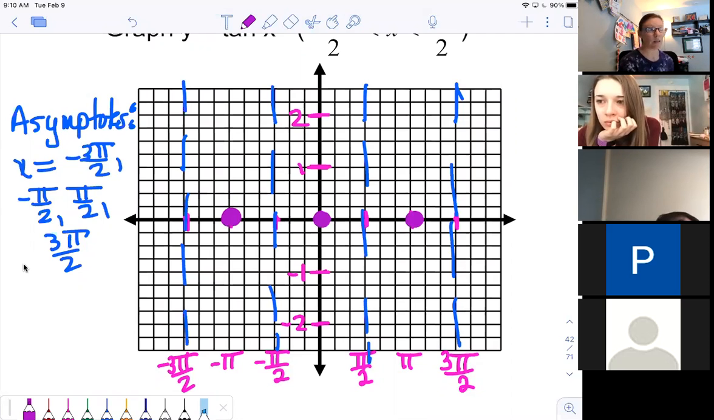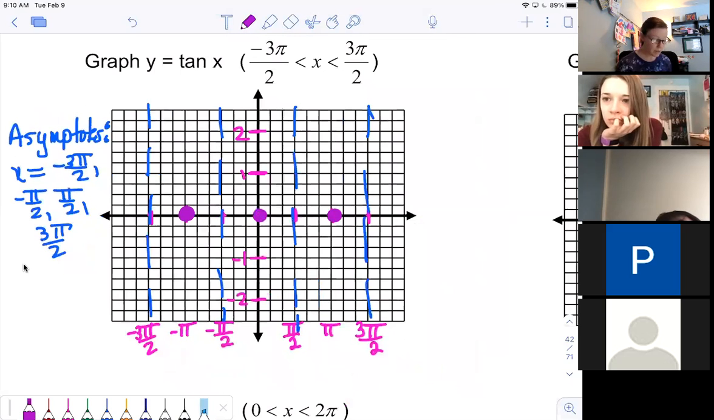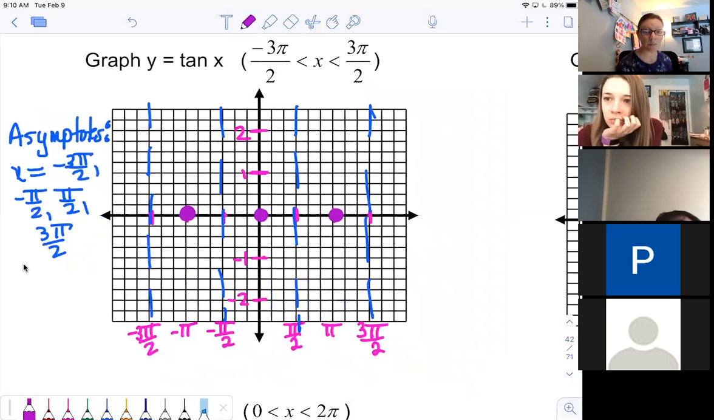And that is a characteristic of a tangent graph. Remember, everything is still equidistant. So the center of the asymptotes will be the x-intercept. And then the last thing that we are going to graph is in between the x-intercept and the asymptote. That angle is a pi over 4 angle. Well, the tangent of pi over 4 is 1.